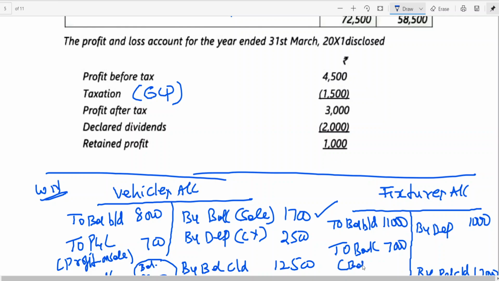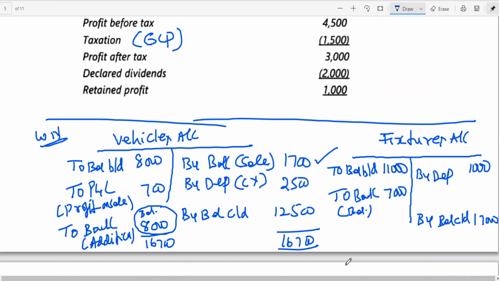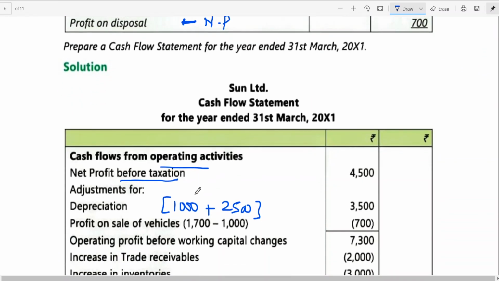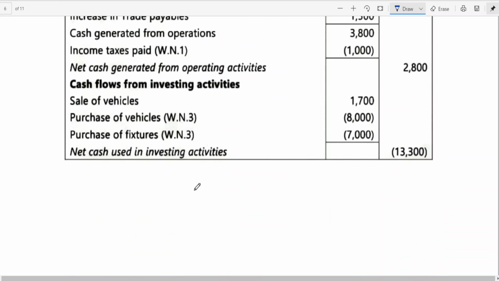To bank, the balancing figure is nothing but addition. Addition means a new fixture has been purchased. So this 7,000 is outflow. This 8,000 is outflow. So this is what has been done here, my dear friends. They have given working notes number 3. This you got the clarity. This sale of vehicles you got the clarity. This income tax paid also I've explained to you.